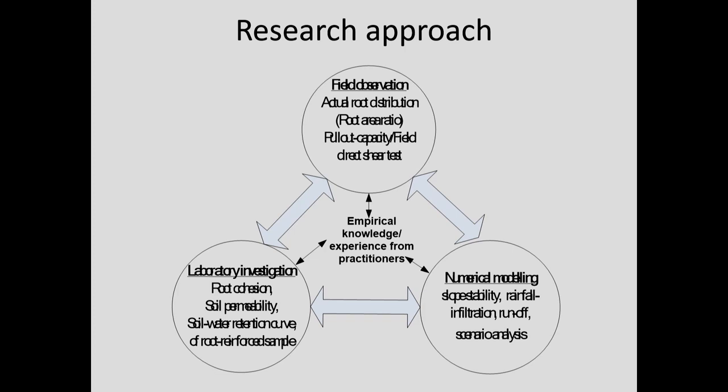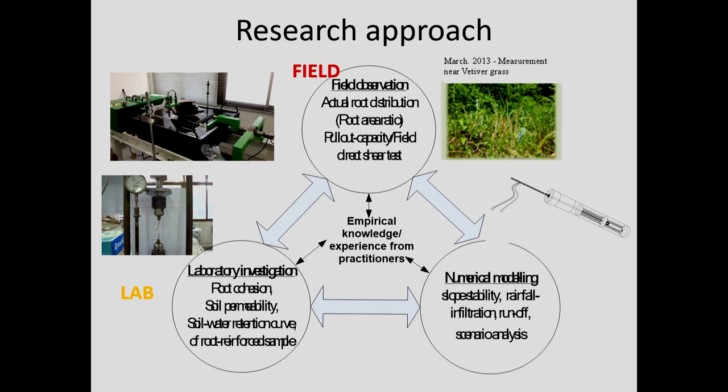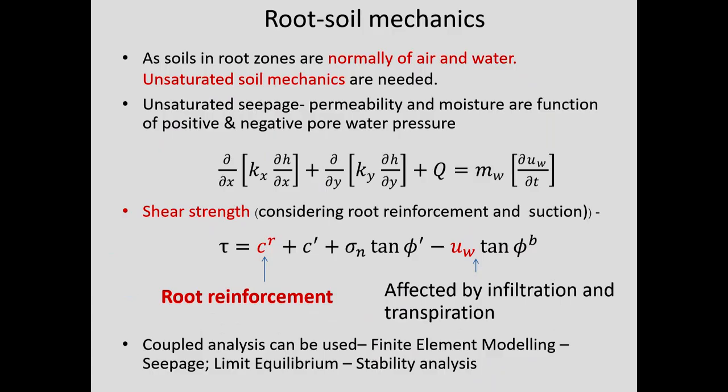So the research approach: we combine field observation, laboratory tests, numerical modeling, and of course we have to rely on the empirical. And for bioengineering, that means local wisdom. Local people would know what kind of species are suitable for some places.